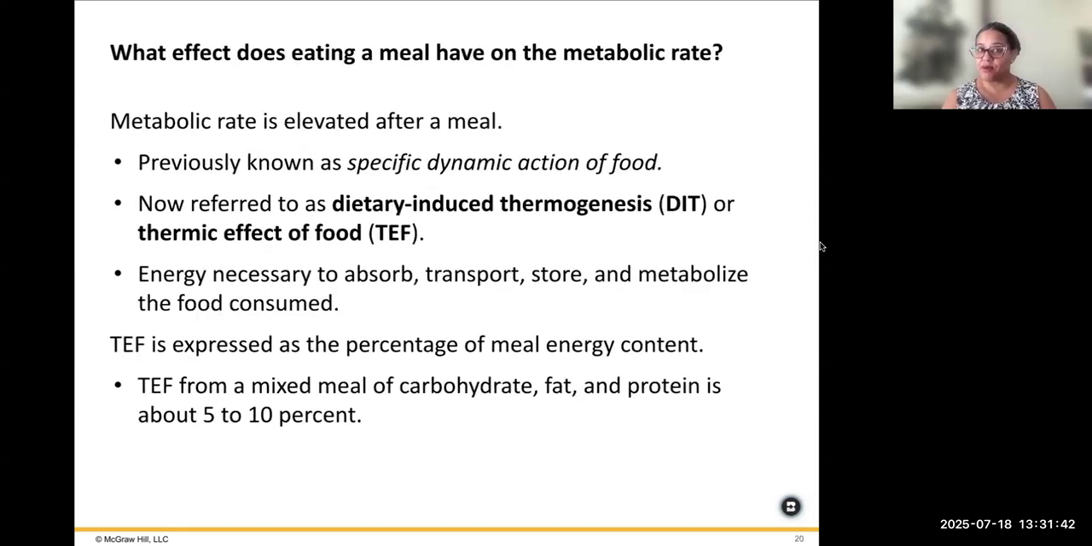What effect does a meal have on metabolic rate? Metabolic rate is always elevated after a meal. Our body has to work just a little bit harder to be able to digest all of our food, break it down for our energy sources. It's previously known as specific dynamic action of food, but it's now referred to as the dietary induced thermogenesis or thermic effect of food. Energy necessary to absorb, transport, store, and metabolize the food that we consume. TEF is expressed as the percentage of meal energy content. So TEF from a mixed meal of carbohydrate, fat, and protein is about 5 to 10%.